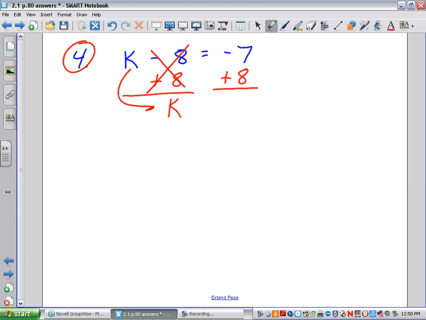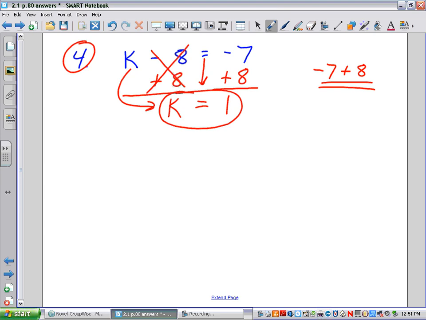A lot of you want to draw arrows, that's fine. I bring down my equal sign. And then what's negative 7 plus 8? A lot of people like to write it like this. Instead of up and down vertically, they like to see it horizontally, like this over here. Negative 7 plus 8, use your calculator if you have to, is 1. So my answer is k equals 1.